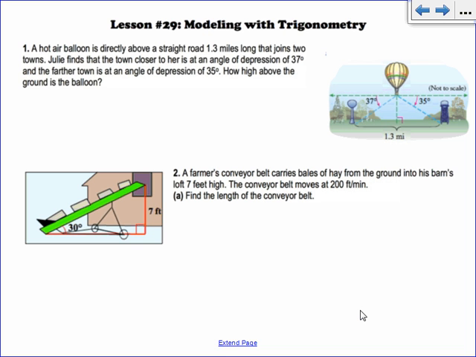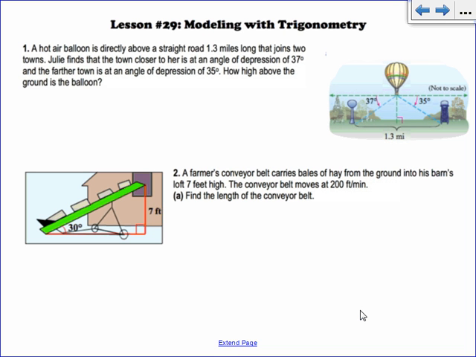All right, so number one, it says a hot air balloon is directly above a straight road 1.3 miles long that joins two towns. Julie finds that the town closer to her is at an angle of depression of 37 degrees, and the farther town is at an angle of depression of 35 degrees. How high above the ground is the balloon?